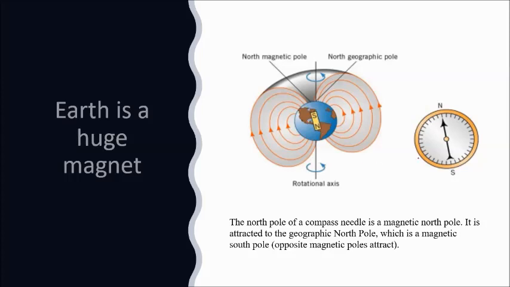Now, when we bring this compass near or at the surface of the Earth, so si North would attract from the south pole of the Earth's magnet. Si South would attract sa north end ng Earth's magnet. So the north pole of a compass needle is a magnetic north pole. It is attracted to geographic north pole, which is magnetic south pole. So opposite magnetic poles attract.